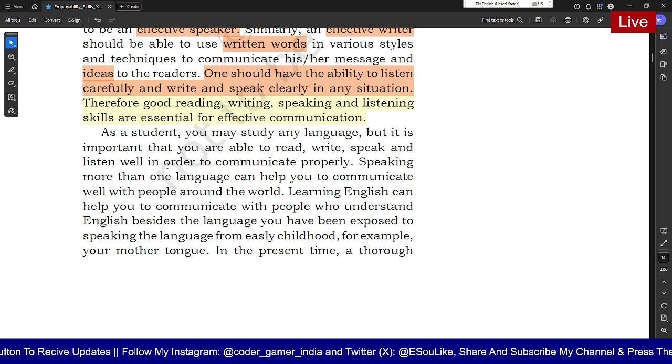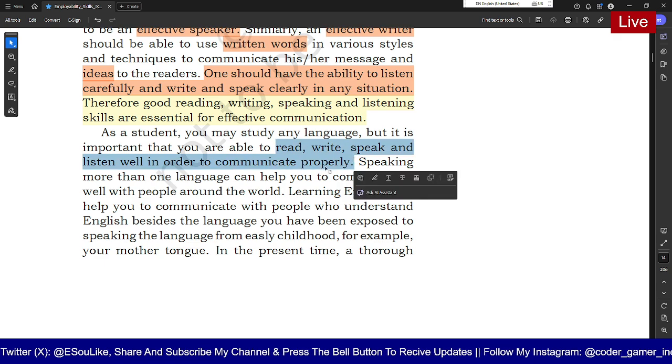So here we can say that we can study any language. For example, in schools, you mostly learn three languages: first language, second language, and third language. In first language, obviously it is English. Second language is either Hindi or any of your local language. Third language includes the opposite of that, any local language or Hindi. So we need to have the ability to read, write, and speak in order to do communication properly.